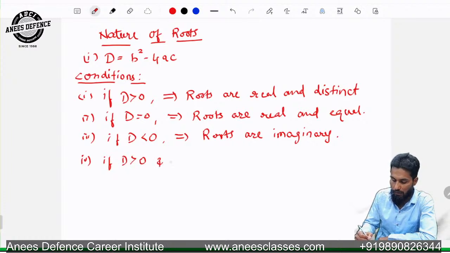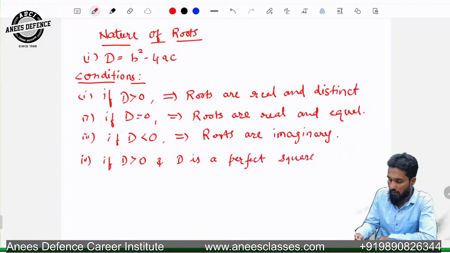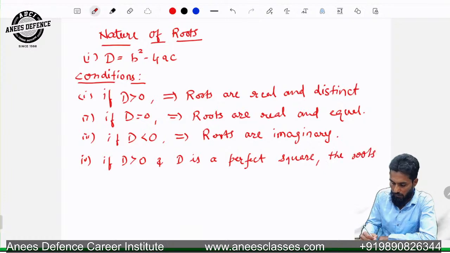Similarly, the fourth point under the nature of roots will be if the discriminant value is greater than 0, and one more condition we are taking here, that discriminant D is a perfect square. What does it mean? The roots will be real and rational. Directly you can write rational numbers.